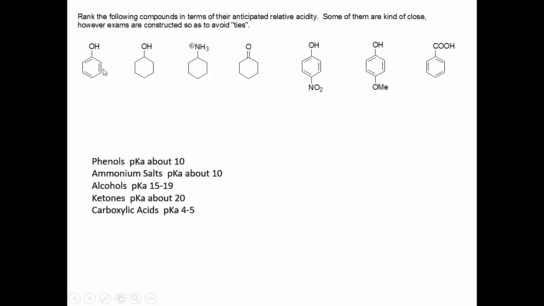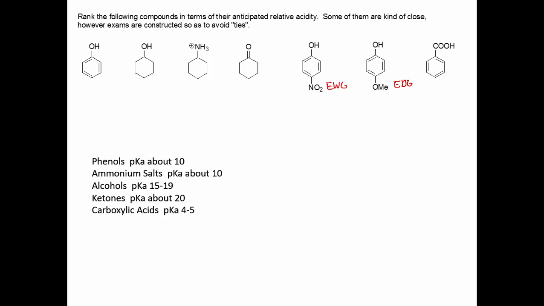Okay, we have next the phenols: phenol itself and paranitrophenol. Nitro is an electron withdrawing group, that's going to enhance the acidity. Methoxy is an electron donating group, and that is going to decrease the acidity. So of the phenols, the nitrophenol is going to be the most acidic, then phenol, then paramethoxyphenol.